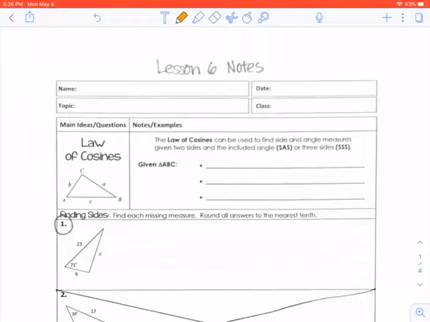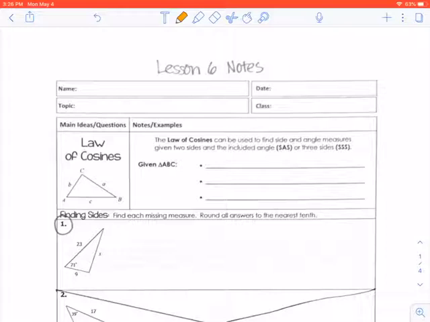Hi everyone, welcome back to your very last section of notes for the entire year. That's so exciting. It's almost summer, I can't believe it. But this is the last one and it's nothing new again.